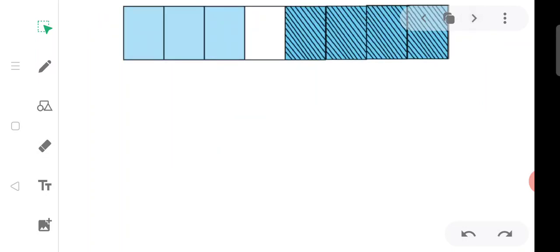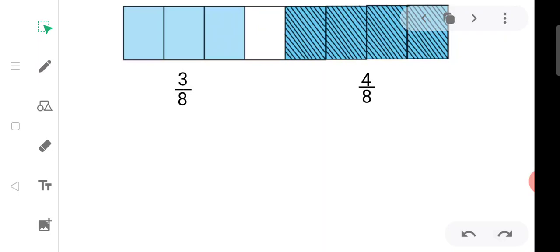Now look here. Here the rectangle is divided into 8 equal parts. From that, 3 parts are colored by one color and 4 parts are colored by another color. Here 3 parts out of 8 equal parts are colored by one color. So this is written as 3 upon 8, and another colored 4 out of 8 equal parts. So this is written as 4 upon 8.